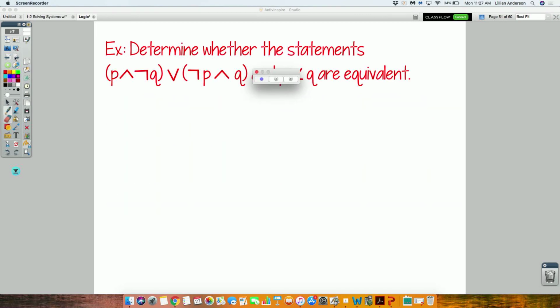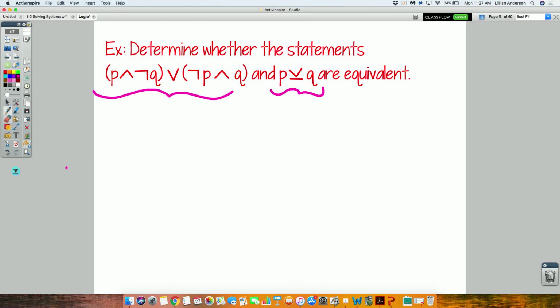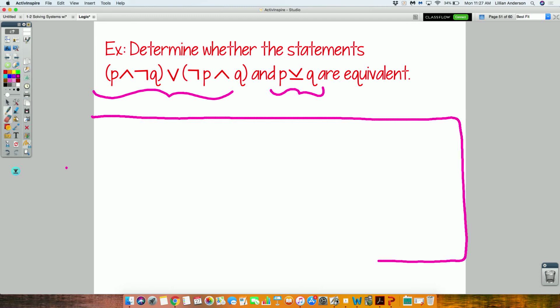So that's what we're going to do. We're going to determine if these statements here are equivalent. We can do the first way, which is we create the truth table to represent this statement and then this statement separately, and then compare the two. And if they are the exact same entries, then they are going to be equivalent. So let's go ahead and make our truth table.